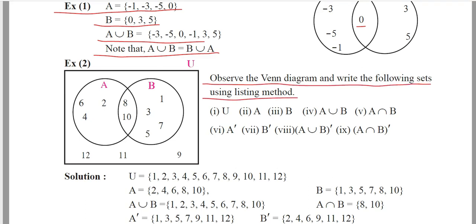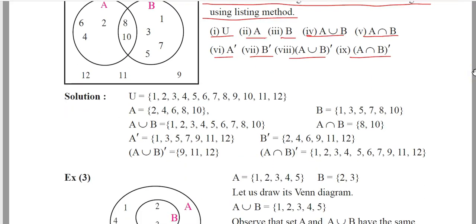Now the next example. Observe the Venn diagram and write the following sets using the listing method. U. What is U? U is the universal set. A, B, A union B, A intersection B, A complement, B complement, A union B complement, A intersection B complement. Now we can write U. There U means what? All the elements given in the rectangle.